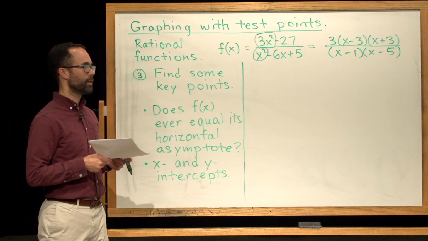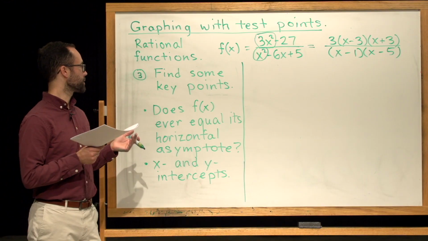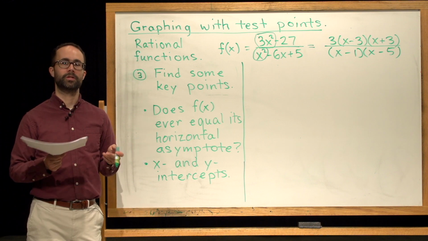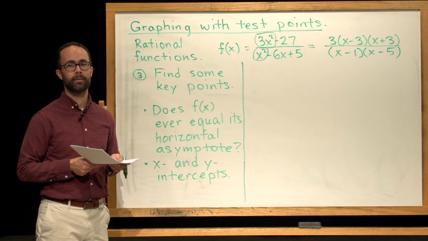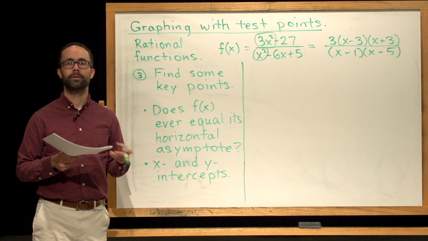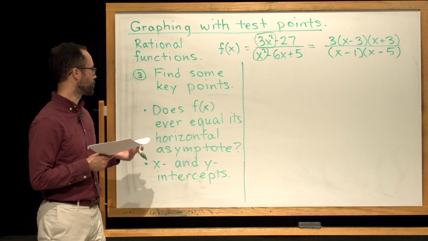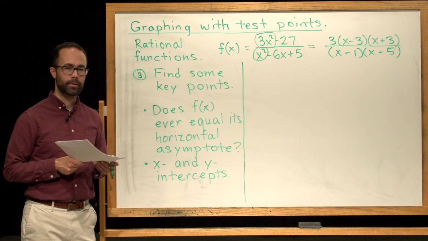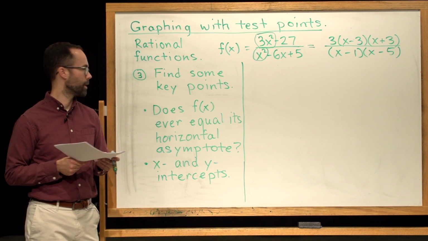Before we get to the graph of the function itself, we need to do one more thing. And I call this find some key points. So a key point is just an important point in two-dimensional space. It's a point on the graph of the function. And there's a couple that we would like to know before we get going.